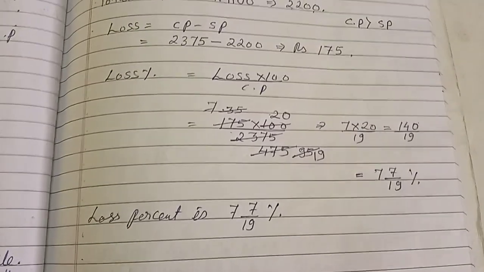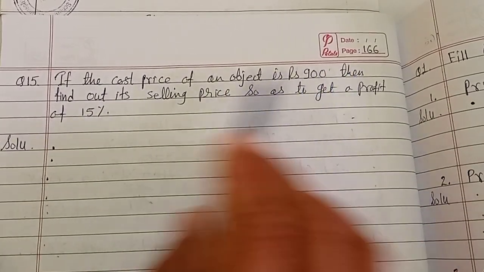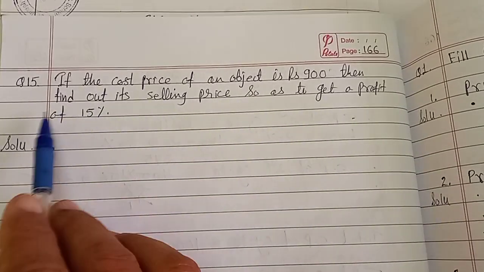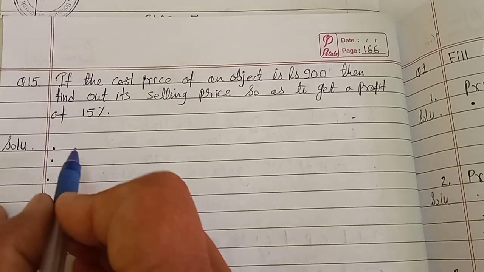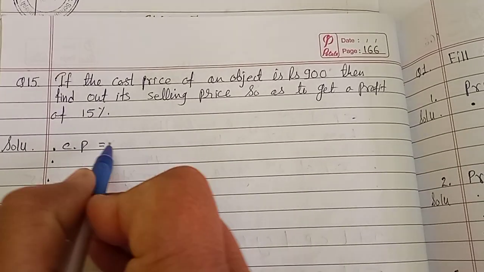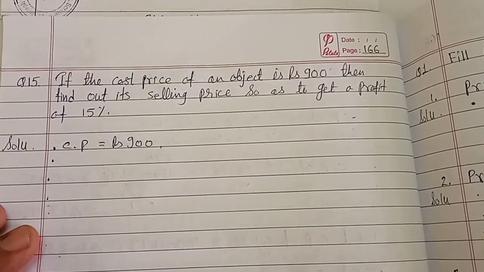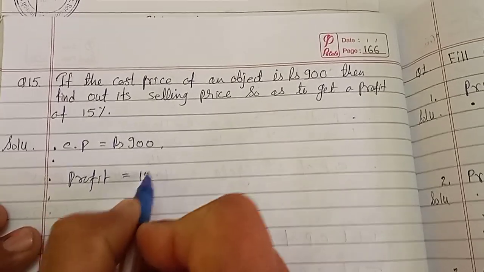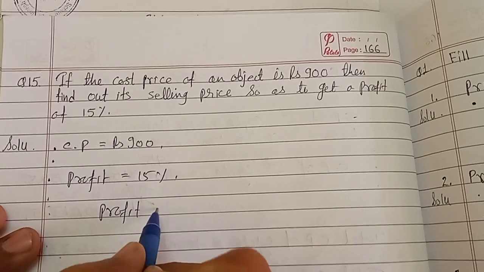Is it clear? See the 15th question. If the cost price of an object is rupees 900, then find out its selling price so as to get a profit of 15%. We have to find the selling price. Cost price, how much is given? Cost price of an object is rupees 900. How much is the profit? Profit is 15%. We have to find the profit.